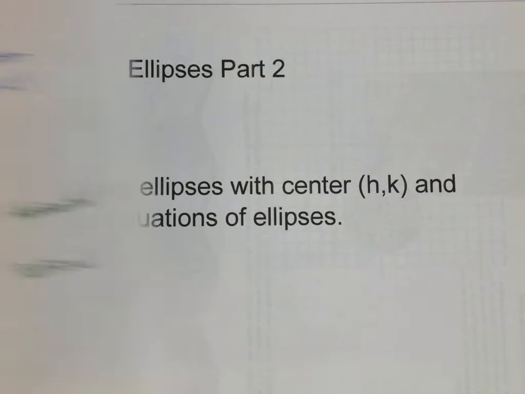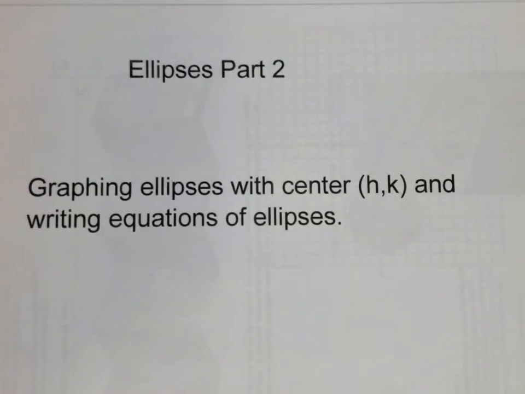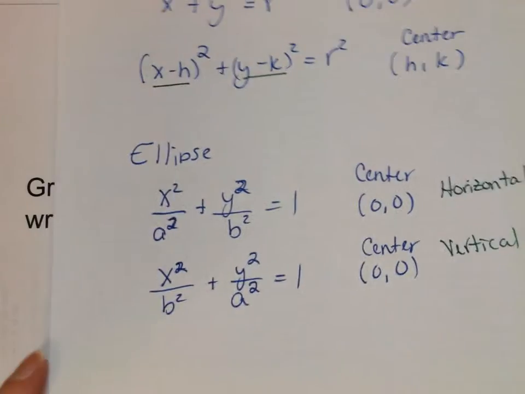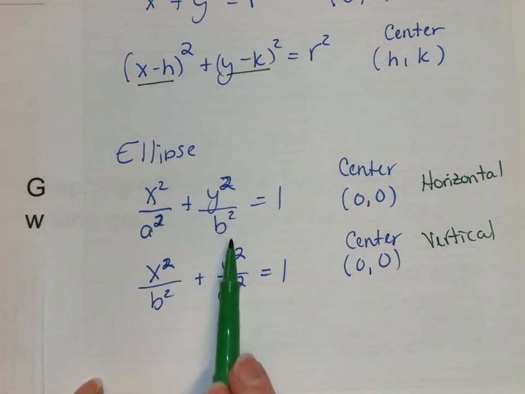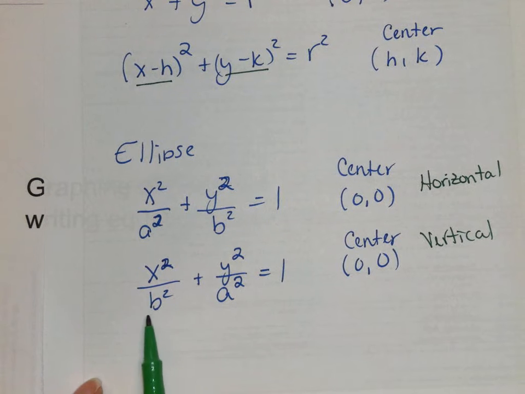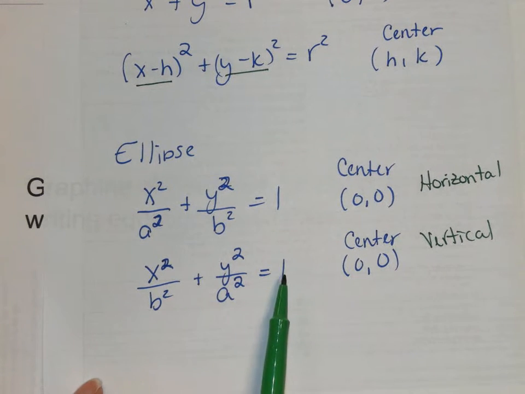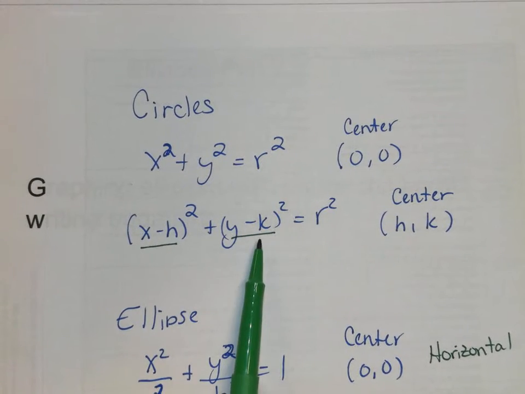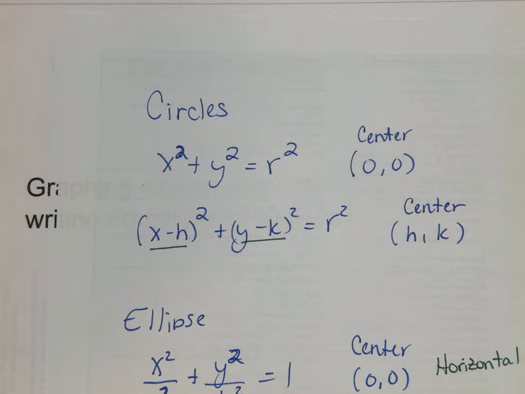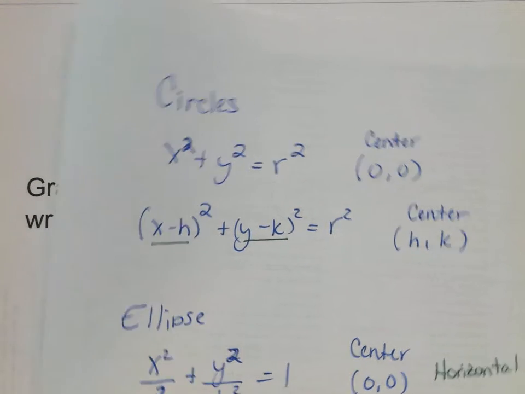Okay, so how does that change our equations? Now remember, we started with x squared over a squared plus y squared over b squared equals 1, or x squared over b squared plus y squared over a squared equals 1. And look how we changed them up here to make them fit the circle. Well, we're going to do the same thing down below.